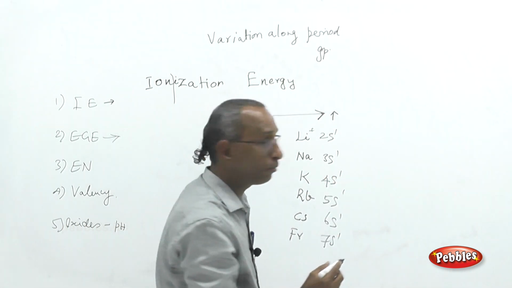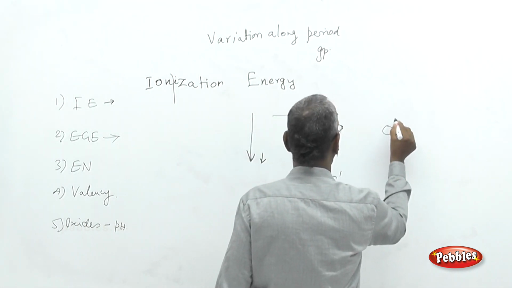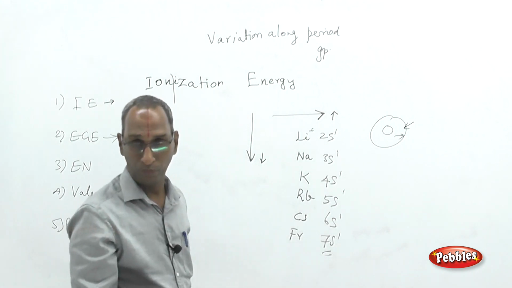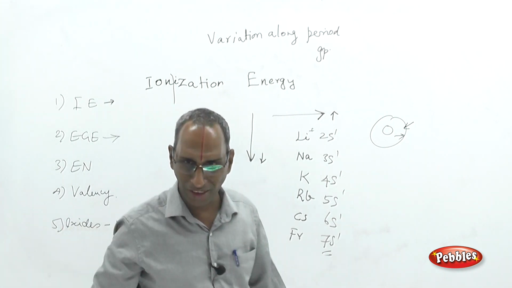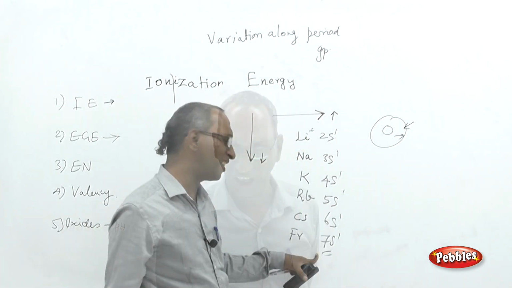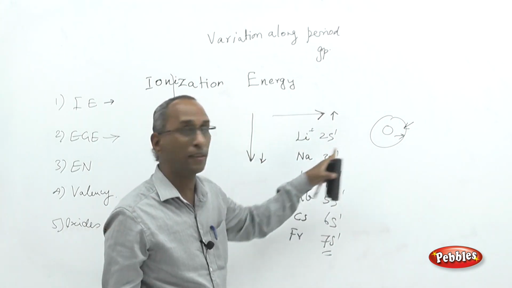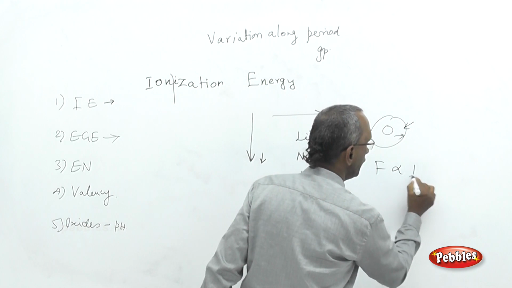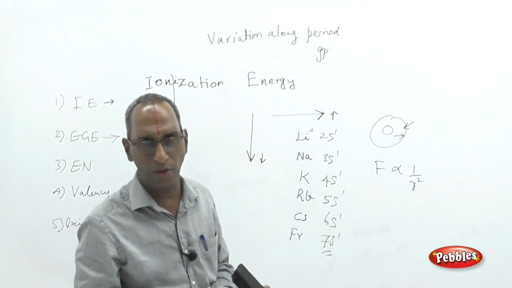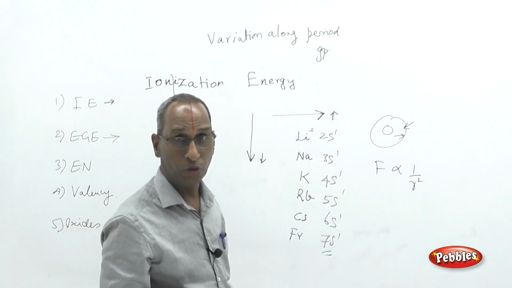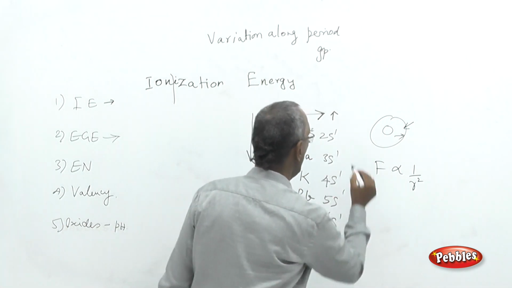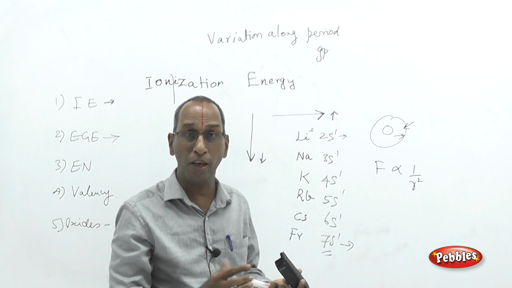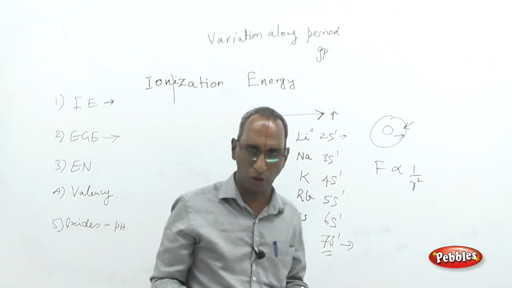All are s electrons, but for lithium it is the 2s electron. So the second shell is nearest to the nucleus and the 7th shell is farthest. We have studied that force is inversely proportional to the square of the distance between them. So the distance is very high, and the attractive force is very low for the 7th shell. Attractive force is very high for the second shell. The nucleus is positively charged and electrons are negatively charged.